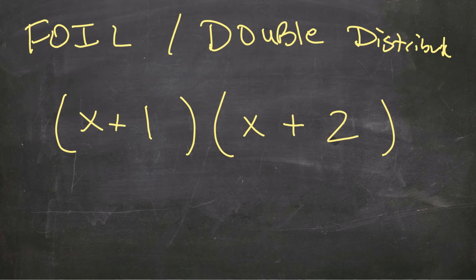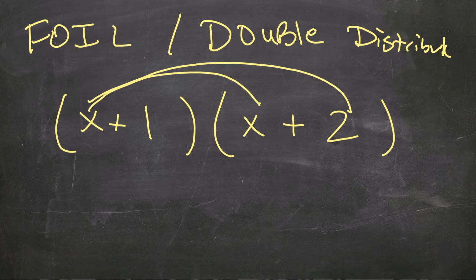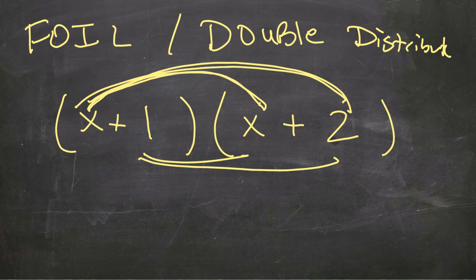Alright, for the next section, you have to know how to FOIL. FOIL or double distribute, whatever you want to think of it as. FOIL is first 2, the outside 2, the inside 2, the last 2. I like to think distributive property where x is a pizza delivery guy who's going to x's house, and then 2's house. 1's a pizzeria, this is x's house, and then 2's house. So x times x would be the first.